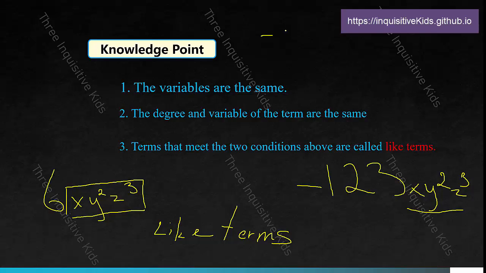Negative 10 z cubed x y squared. Are these like terms with both of these terms?